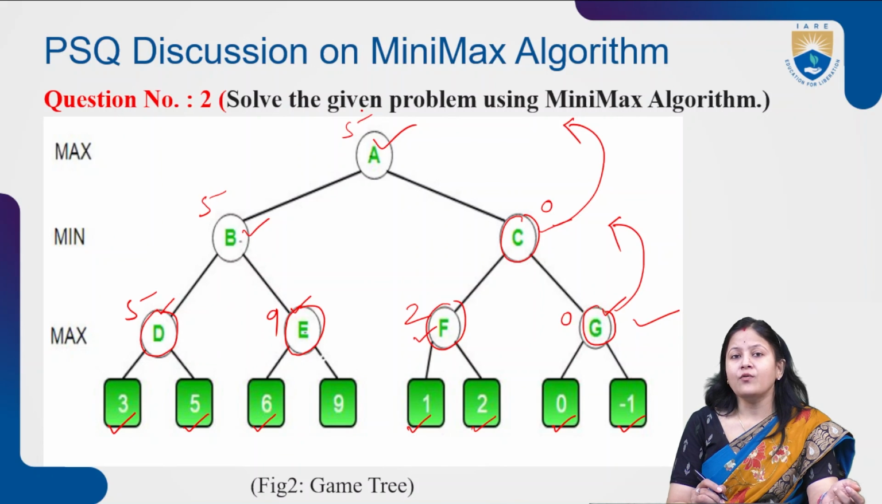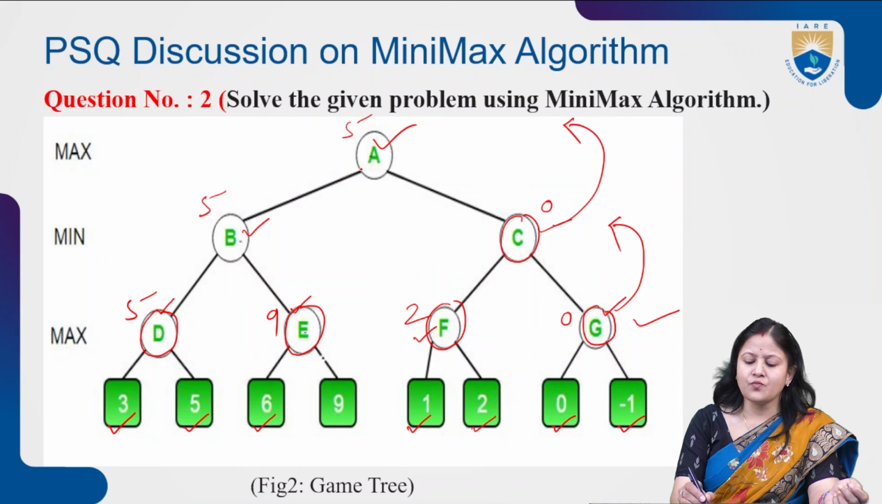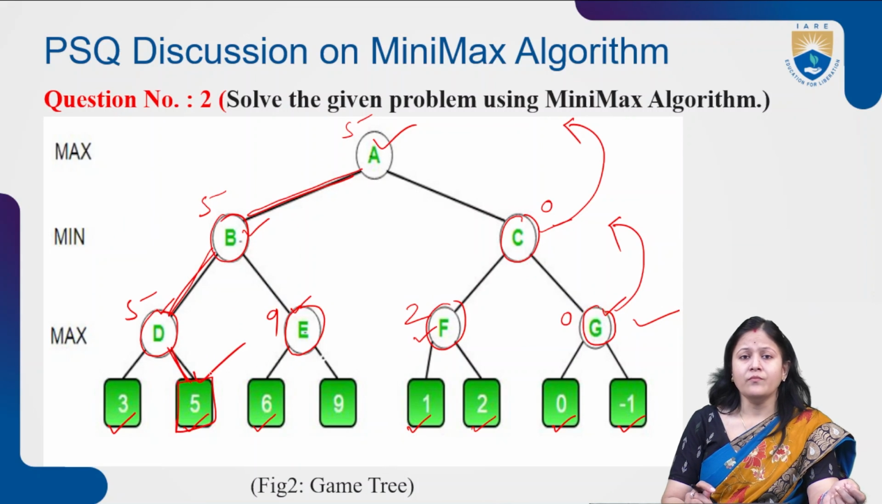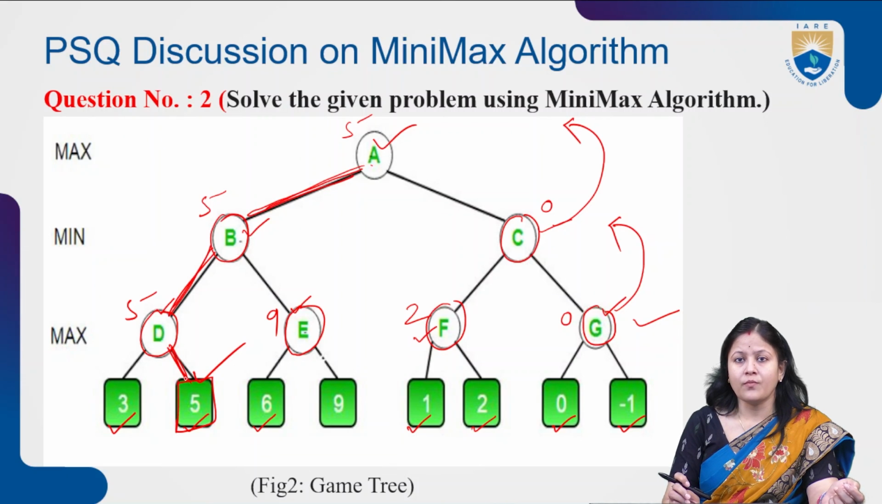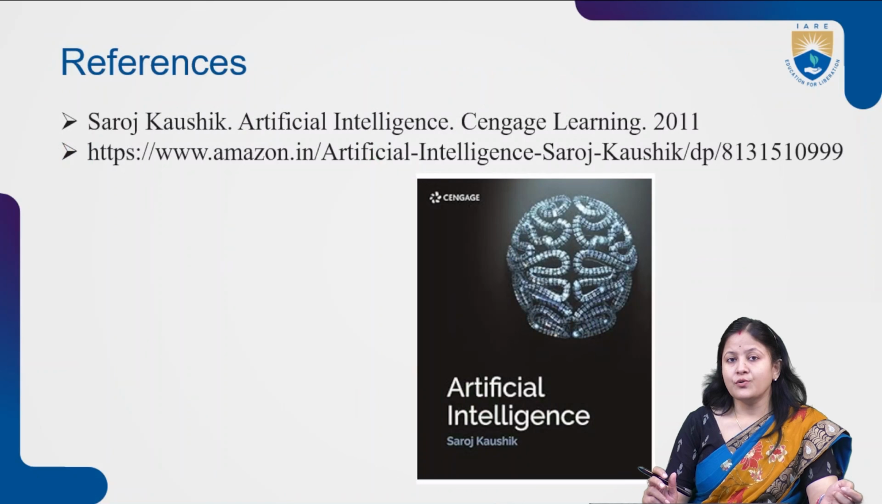Now you can find out who is the winner here, as max player started the game. So max will be the winner. And what is the maximum value here? This 5 we got from this path. Then this 5 we got from this path, and this 5 we got from this path. So the maximum value is 5 here, and this is the optimal path for this MiniMax problem. I hope you might have understood this MiniMax algorithm and both the problems.